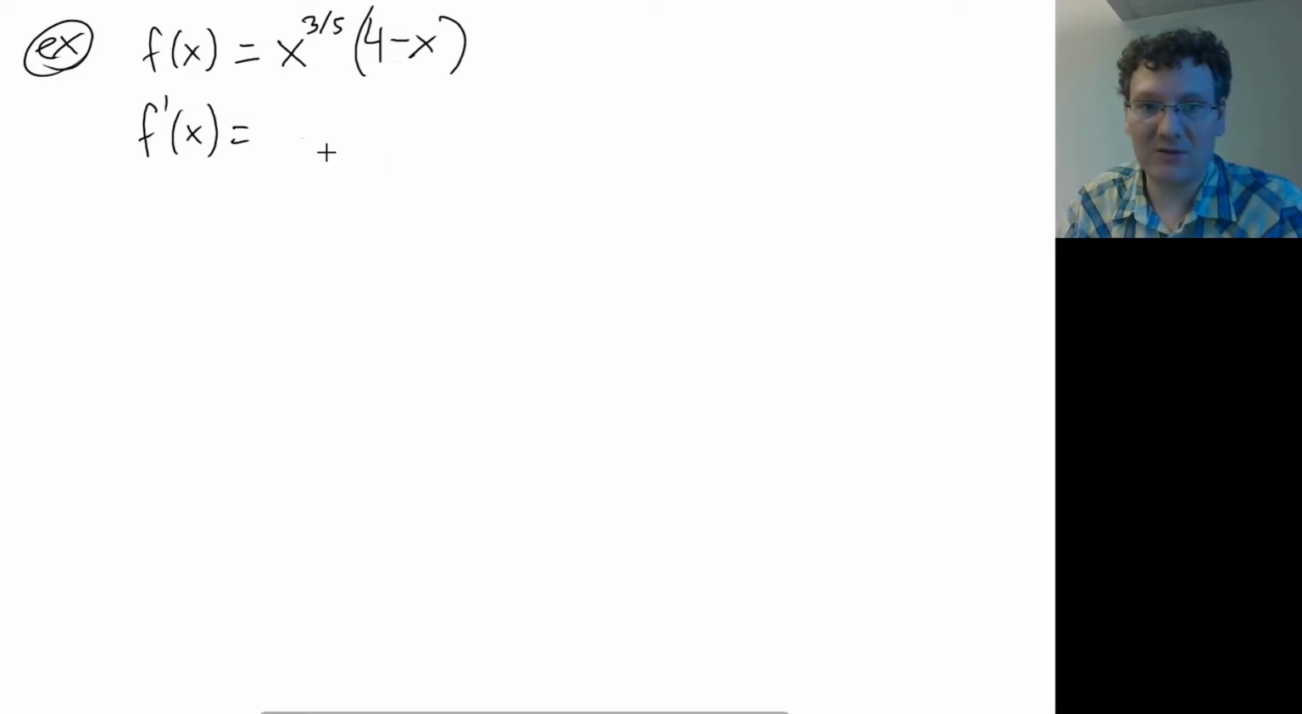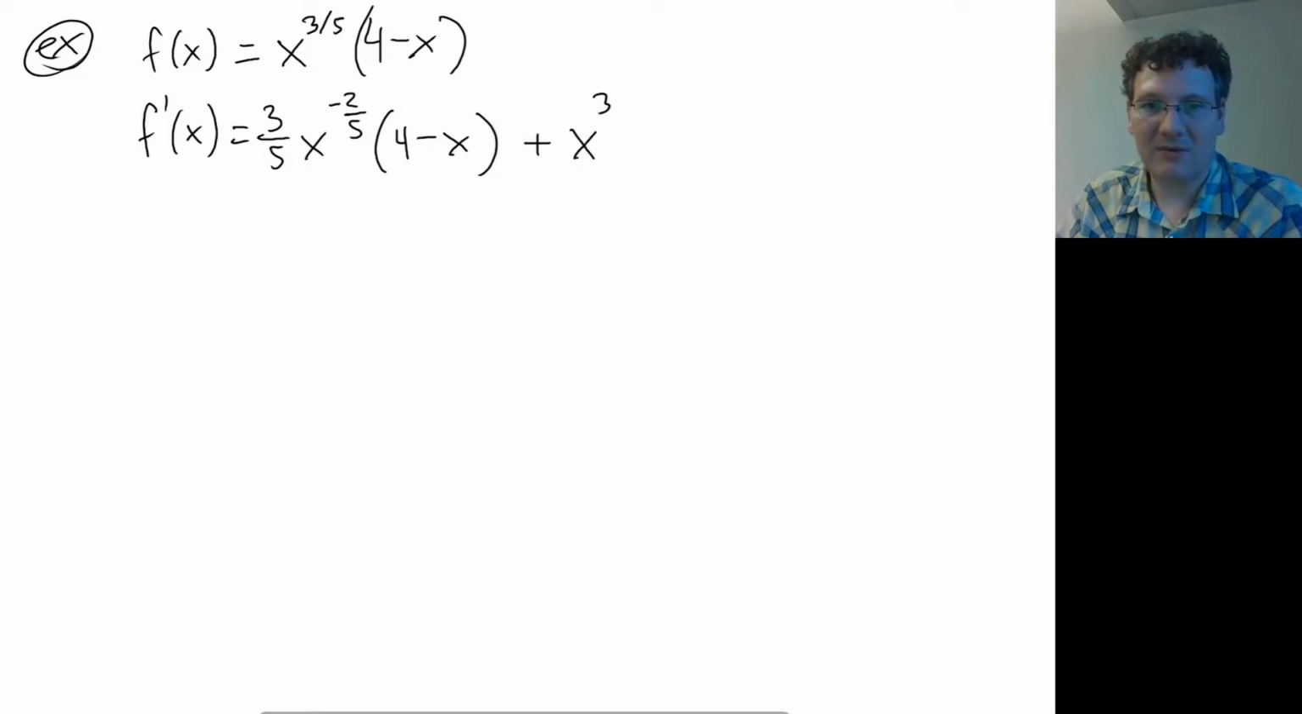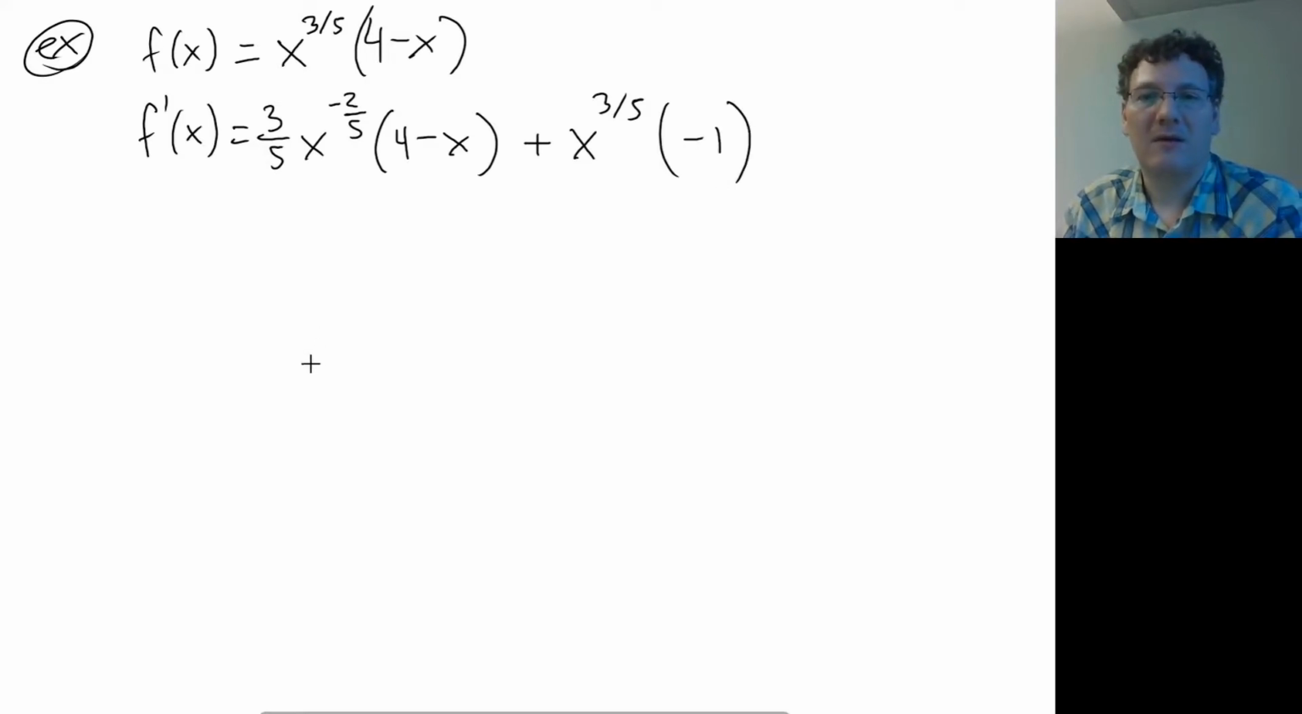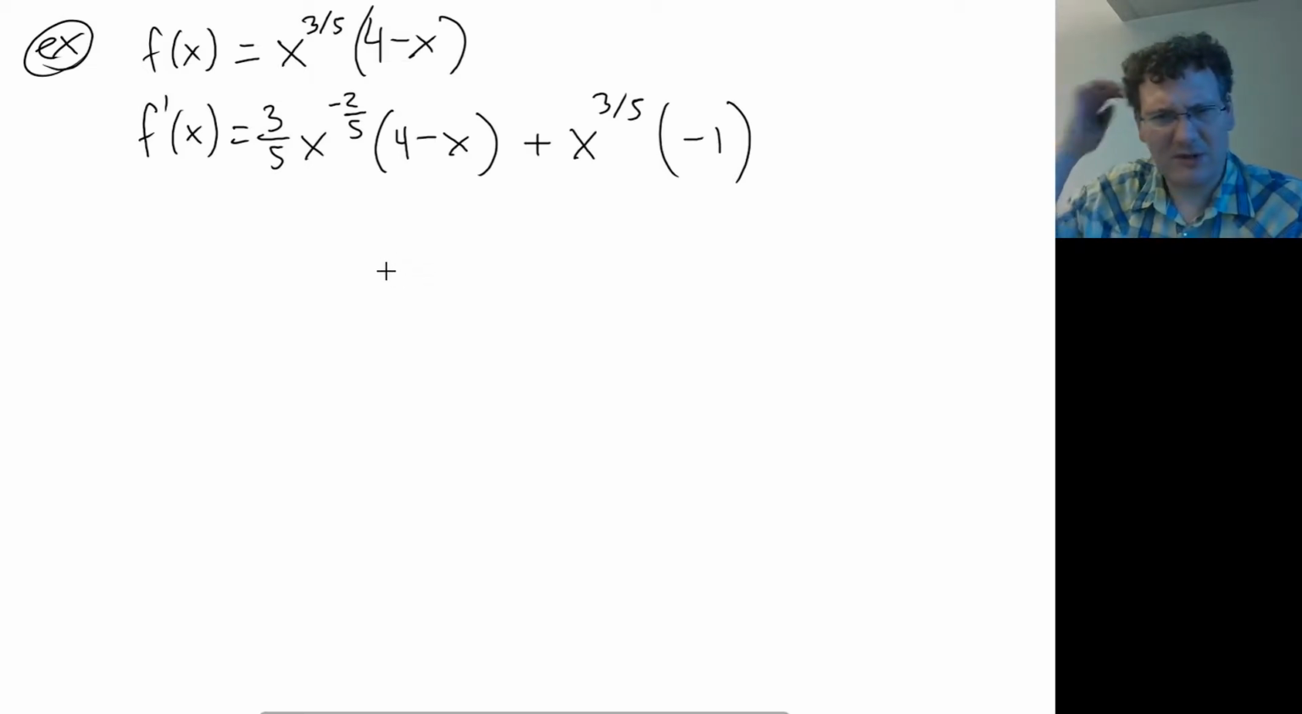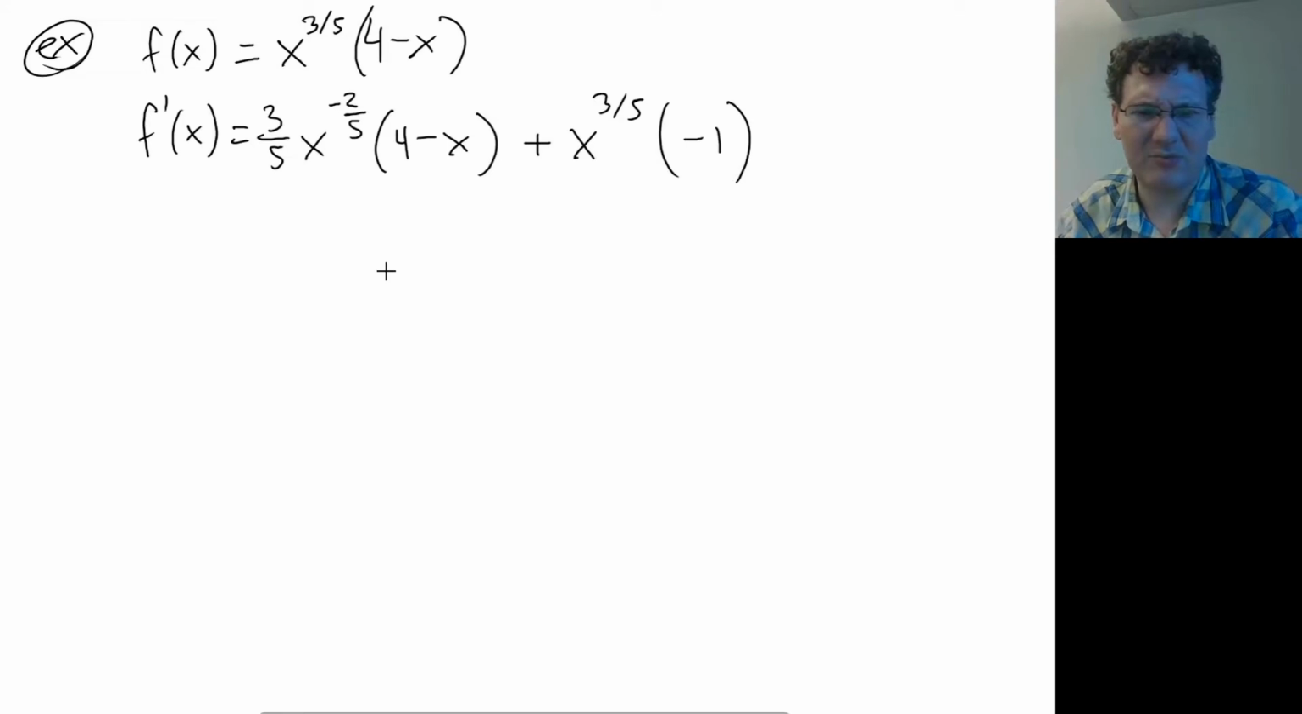We're going to have to use the product rule. So it's going to be 3/5 times x to the negative 2/5, times 4 minus x, plus x to the 3/5 times the derivative of 4 minus x, which is negative 1. Okay, so let's factor this because you can see that you've got x. Let's see what we can factor out. Let's factor out an x to the 3/5 and see what this looks like.